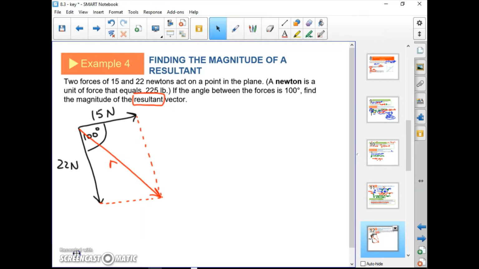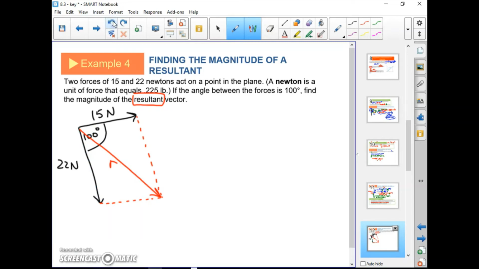And so please notice that it's not going to split 50-50. That's not going to be 50 on one side and 50 on the other side, because one of the forces is stronger than the other. So you would expect the resultant force to be closer to the stronger force.